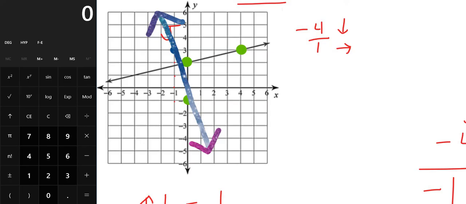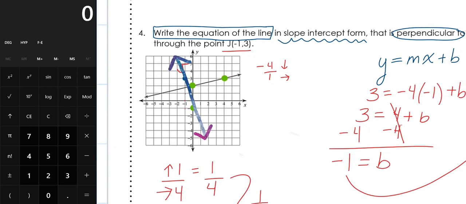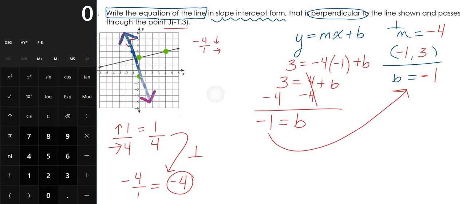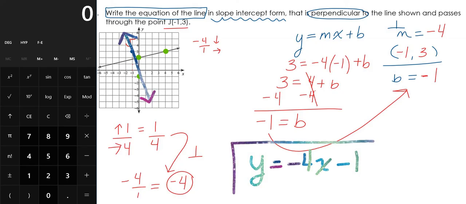Now, according to our work, we said that our y-intercept is negative 1, which makes sense. Even when we counted, we got negative 1. So let's go ahead and write our final answer. We have y equals negative 4x minus 1. And in fact, yeah, the two lines, they look kind of perpendicular to me. Let's go on to the next question.